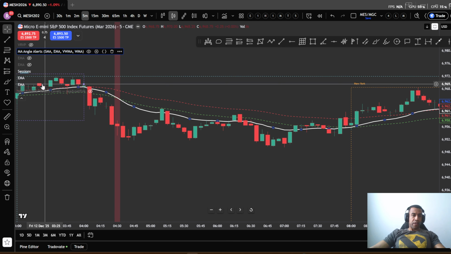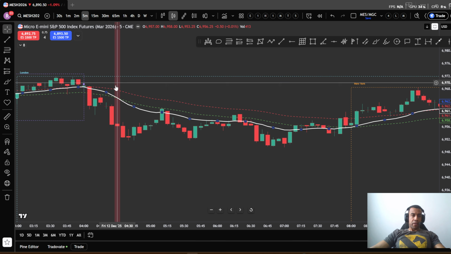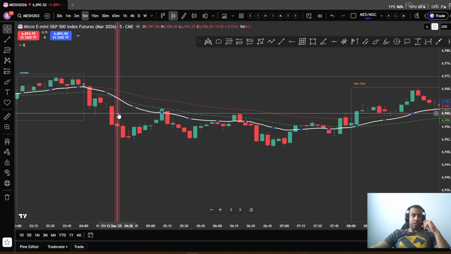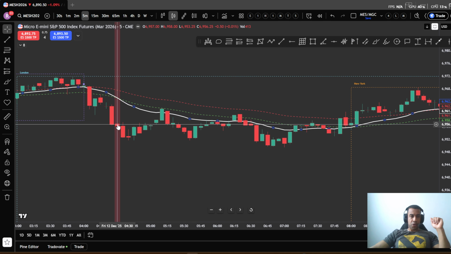So now over here, what it's telling you is, okay, the moving average 21 on the 5-minute chart is angling down 35 degrees or more according to the last two bars. Okay, so now you know you're looking for short.